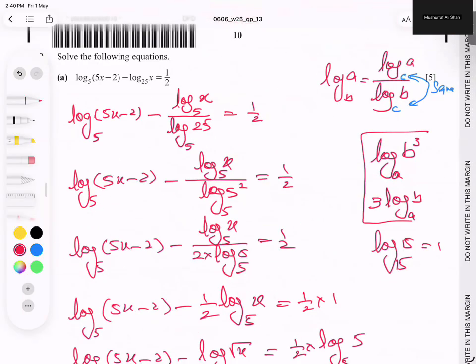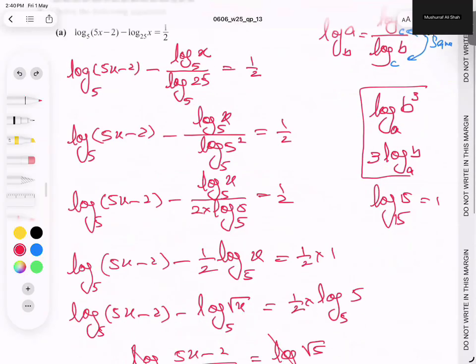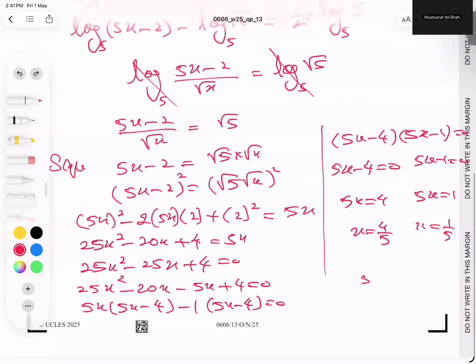I think both are positive, but I have just checked it in this one: 5x minus 2. So we have to plug in both values, and we must get a positive result. But when I plug in this value, 5 into 1 over 5 minus 2, this becomes minus 1. This gives a negative answer, students. So this is no solution, and I will ignore it. This is not possible, and this is our answer.